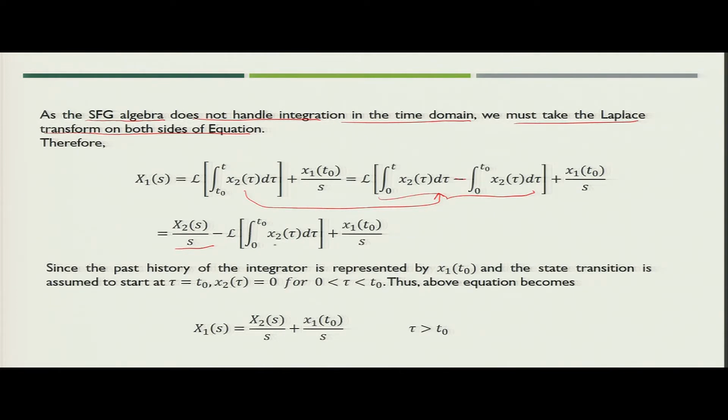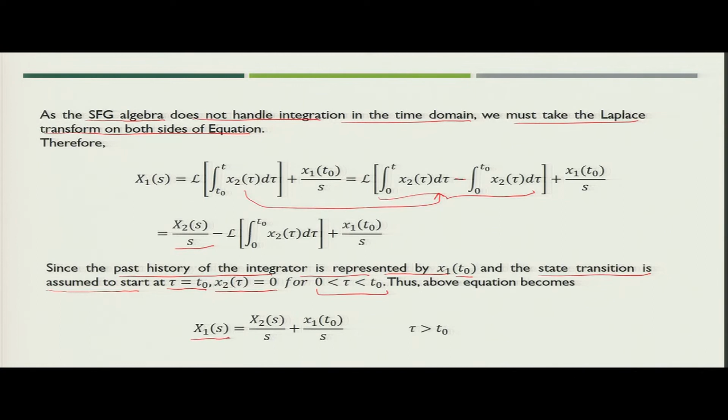Now, the next item left is the Laplace of the integration from 0 to t naught of x2(tau) d tau, plus x1(t naught)/s. Since the past history of the integrator is represented by x1(t naught) and the state transition is assumed to start at tau equal to t naught, x2(tau) will be 0 before t naught. So, what can we write? x2(tau) is 0 for the period between 0 to t naught. It means that this particular section you can replace by 0.